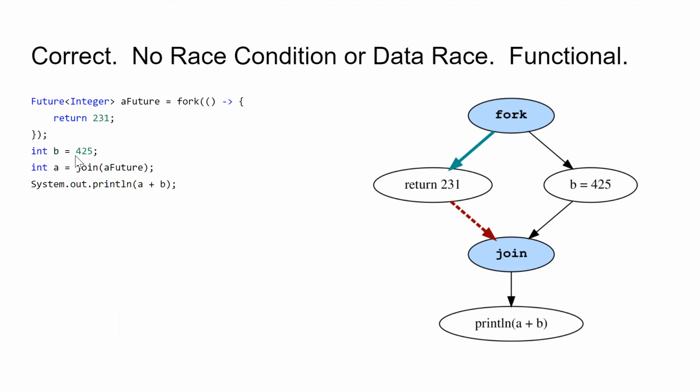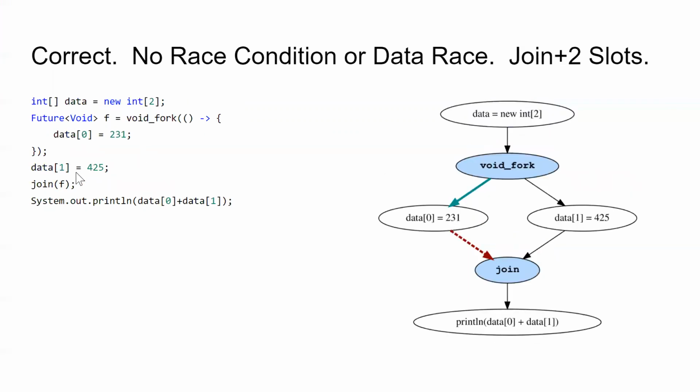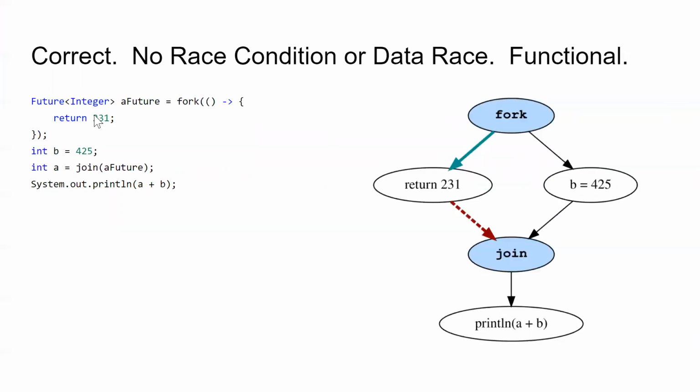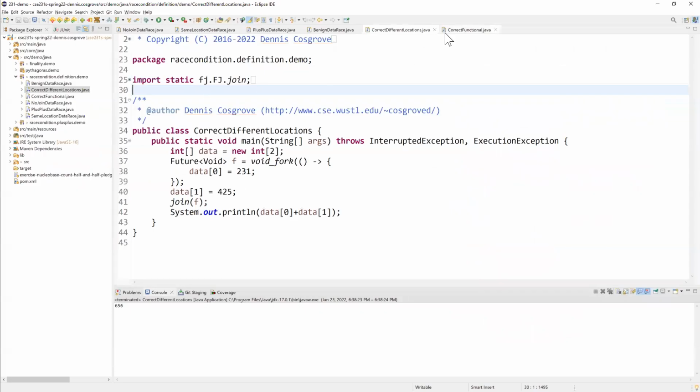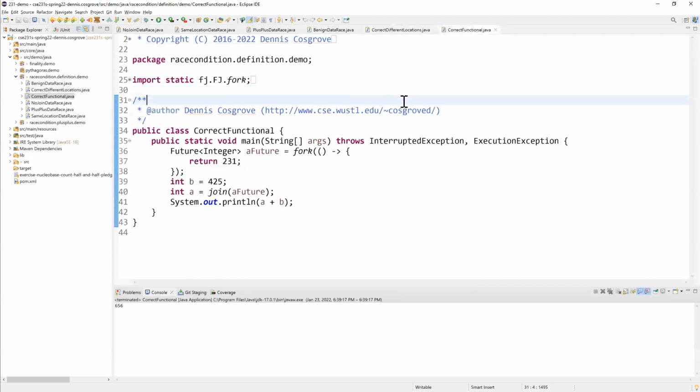I will say that a lot of times, there's nothing wrong with making your program functional, and then it's really hard to make a data race. It's hard to forget to join if your future is requiring it. So this is the same program I have here with the void fork, where I'm mutating this shared data. In this case, I'm not mutating shared data ever. This future returns 231. This one assigns B to 425. I join it, so this guy completes, and then I add A plus B. And that one also always produces the correct answer. And so we can run this 100 million times also.